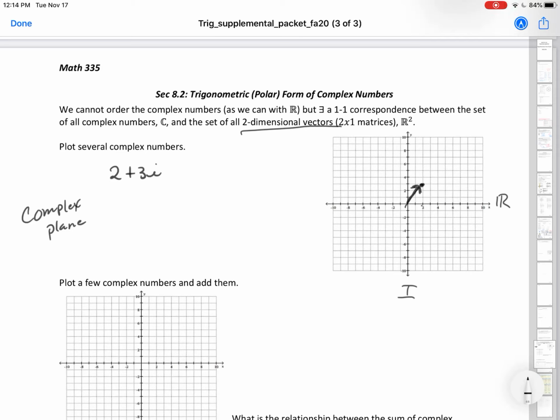But they'll often represent it as a vector. So again, what did we do? We went over 2 and up 3. If we grab something like negative 2 plus 9i, we would go over negative 2 and up 9, and draw this large vector right here. Okay, that's negative 2 plus 9i. And so that's how we graph things in the complex plane: we plot their real part and their imaginary part. Now you can start to see where some angle stuff is going to come in, right?